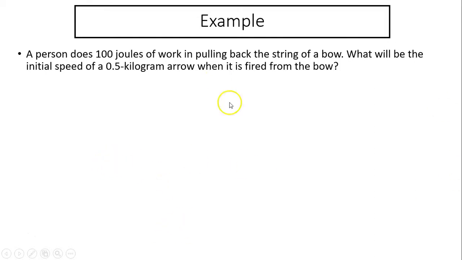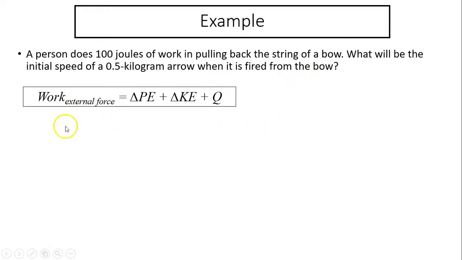Another example. A person does 100 joules of work in pulling back the string of a bow. What will be the initial speed of a 0.5 kilogram arrow when it is fired from the bow? So again, work done by external force, because that's how much work you have done, is 100 joules. That equals change in potential plus change in kinetic plus Q.